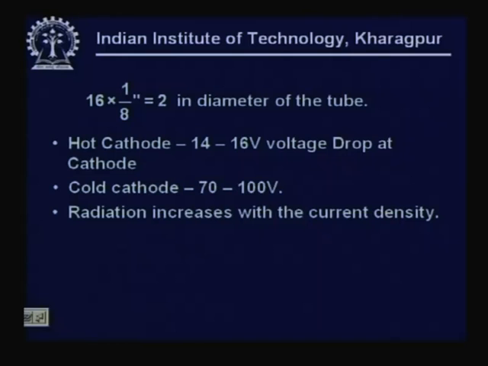We have similar filaments at either end which are heated by the passage of current and thereby produce the discharge. So, radiation obviously increases with the current density. Higher the current density, you have higher radiation of ultraviolet light which impinges on the phosphors coated in the interior of the glass envelope, which we call the tube. In fact, colloquially we refer to these lamps as tube lights.